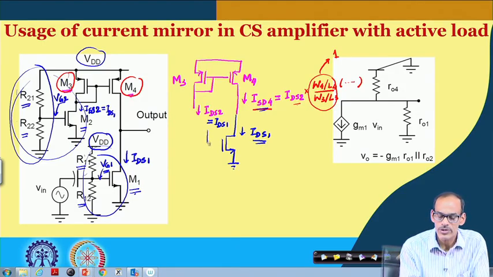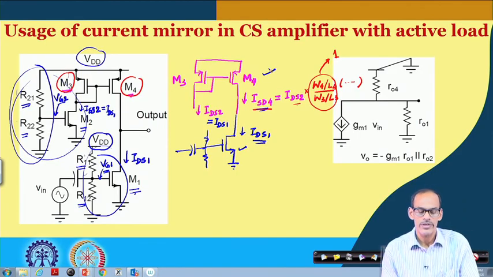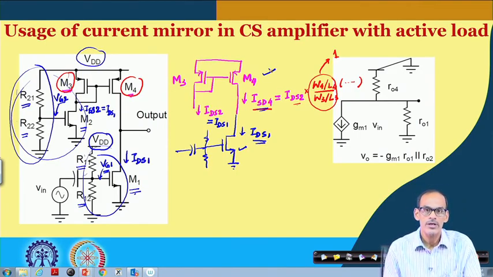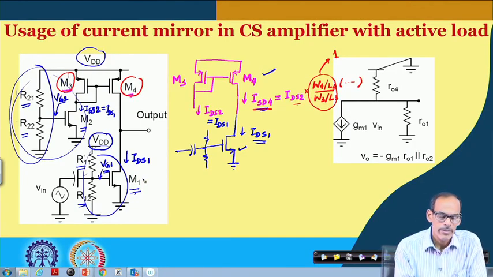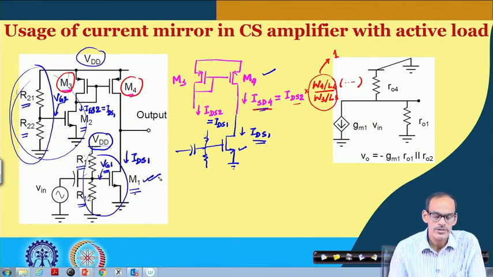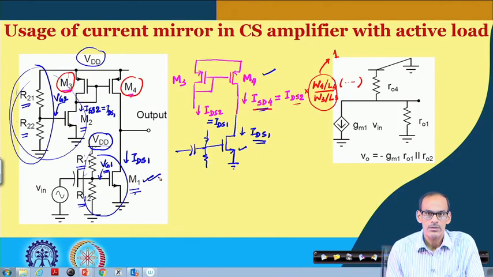So, with this assumption, it may not be very difficult to match the current of the amplifying device and the active load device. Many a time in integrated circuits, getting the matched characteristics of two transistors is not so difficult, and hence this circuit is quite frequently used in integrated circuits.